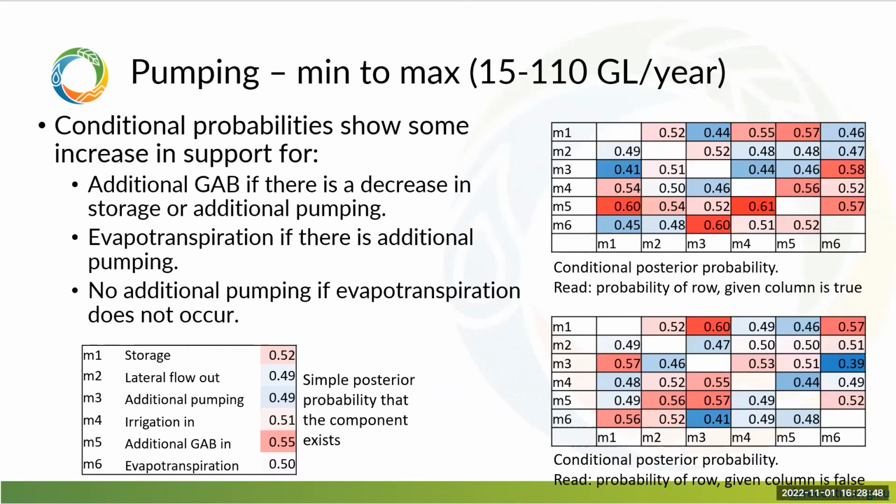Having a look at the conditional probabilities, it does show a few things that happened. For these tables, it's the probability of the thing in the row existing if the column is true, and the probability of the thing in the row existing if the column is false for the bottom table. So M5 is Great Artesian Basin, and there's additional support for Great Artesian Basin if there's a decrease in the storage or there's additional pumping, and there's a few other things you can see there. Basically, these brighter numbers. These still aren't any sort of strong support, but you can see a few trends going on there.